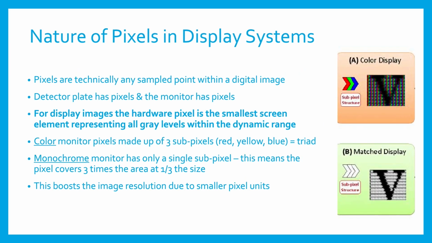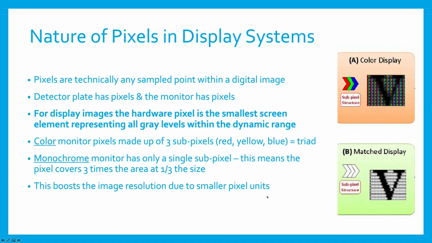Nature of pixels in the display. So this slide is talking about when you're talking about an LCD, you can either have a color screen or a black and white screen, which is a monochrome. So we use a monochrome. And when we start talking about 3 subpixels, red, yellow, blue, or a triad, make up the pixels in a color monitor, we don't need color in the monochrome. So each single subpixel actually covers 3 times the area. So that is a huge advantage. So this boosts the image resolution because you can have smaller pixel units.